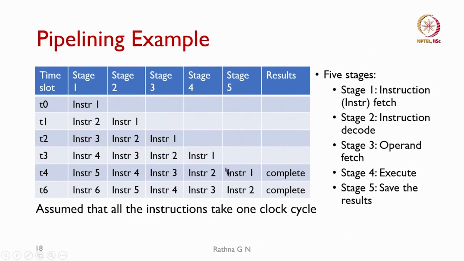We call the last stage save the results, and stage 4 is execute. Here we assume that it is going to take 1 clock cycle. That is why once it reaches stage 5, we said that the result is out actually. But if it is going to take more clock cycles, then our result may be a little bit delayed.